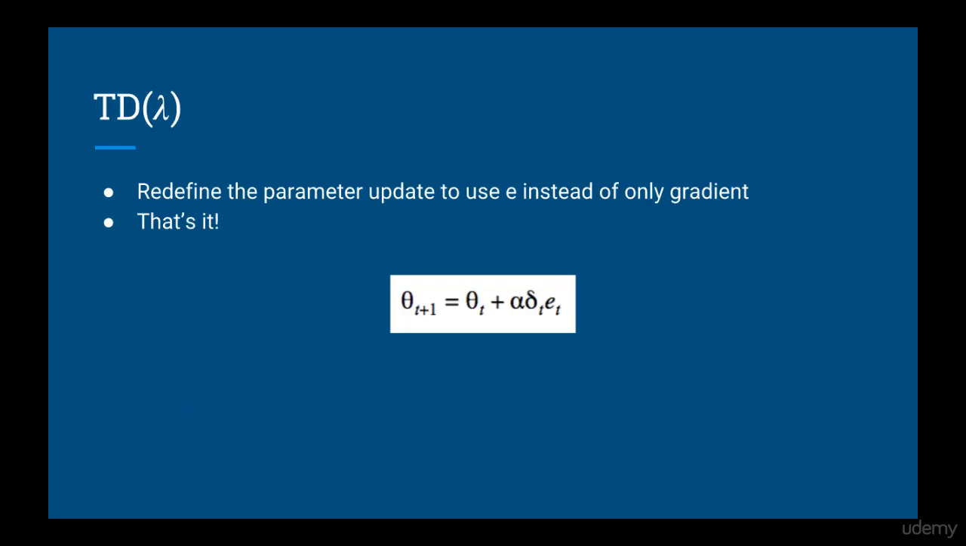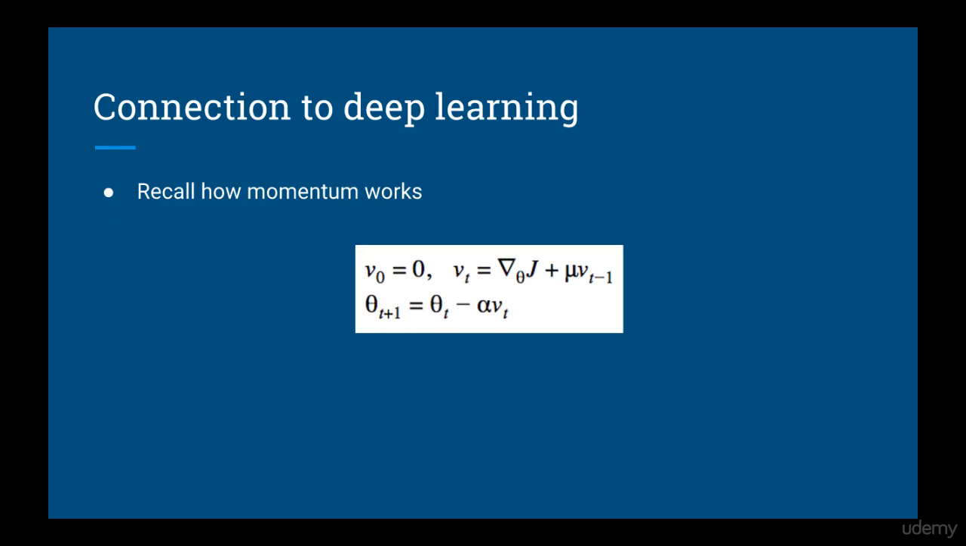We can then redefine the parameter update step to use the eligibility vector rather than just the gradient. Recall that momentum in deep learning works very similarly. We keep a velocity vector, which is the sum of the most recent gradient and part of the old velocity. Then we update theta to go in this direction, like how theta goes in the direction of the eligibility vector.